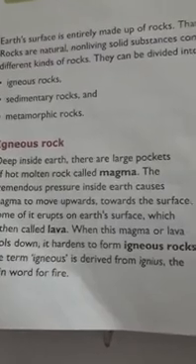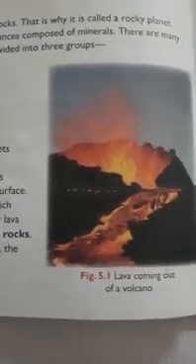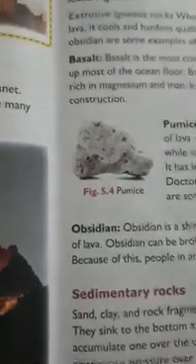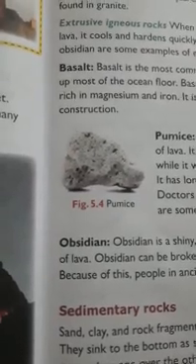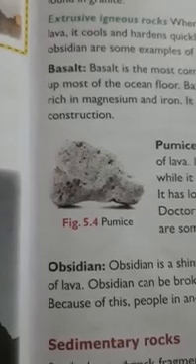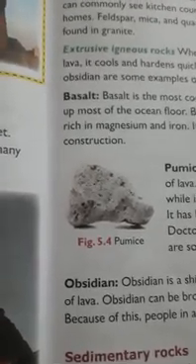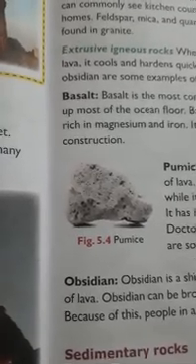Rocks are natural, non-living, solid substances composed of minerals. So rocks are actually aggregates of minerals. Aggregates means a mixture of minerals. So one rock can be a single mineral, or it can be a mixture of 2 or more minerals. Just remember, rocks are made up of minerals.